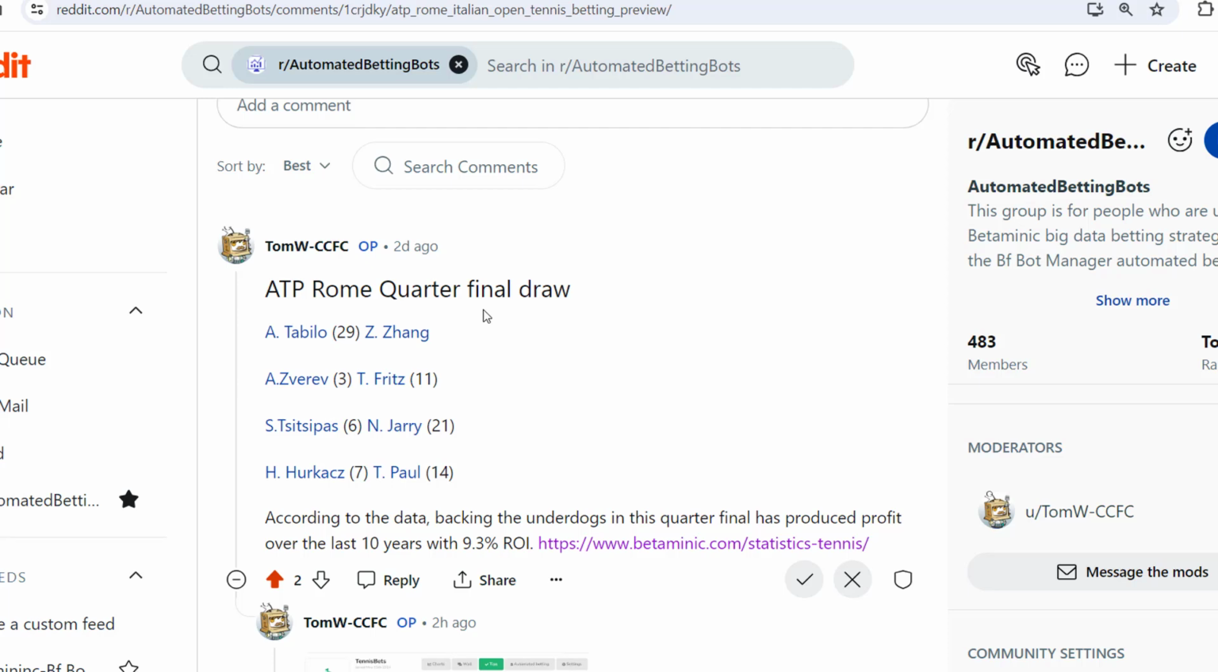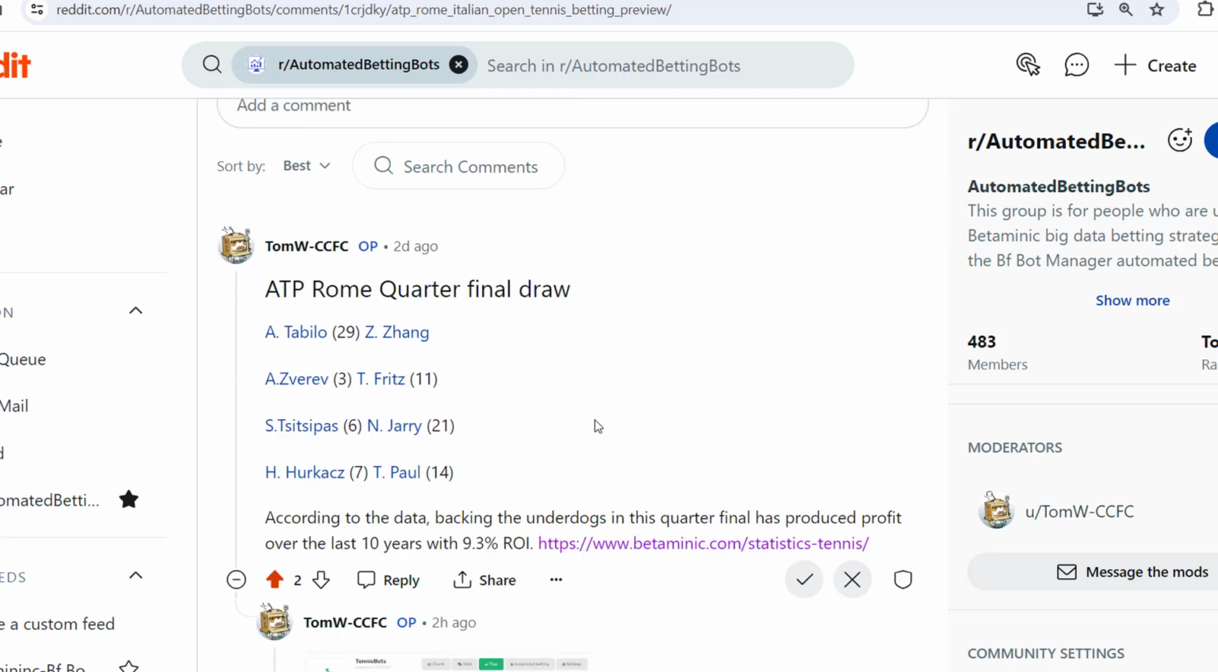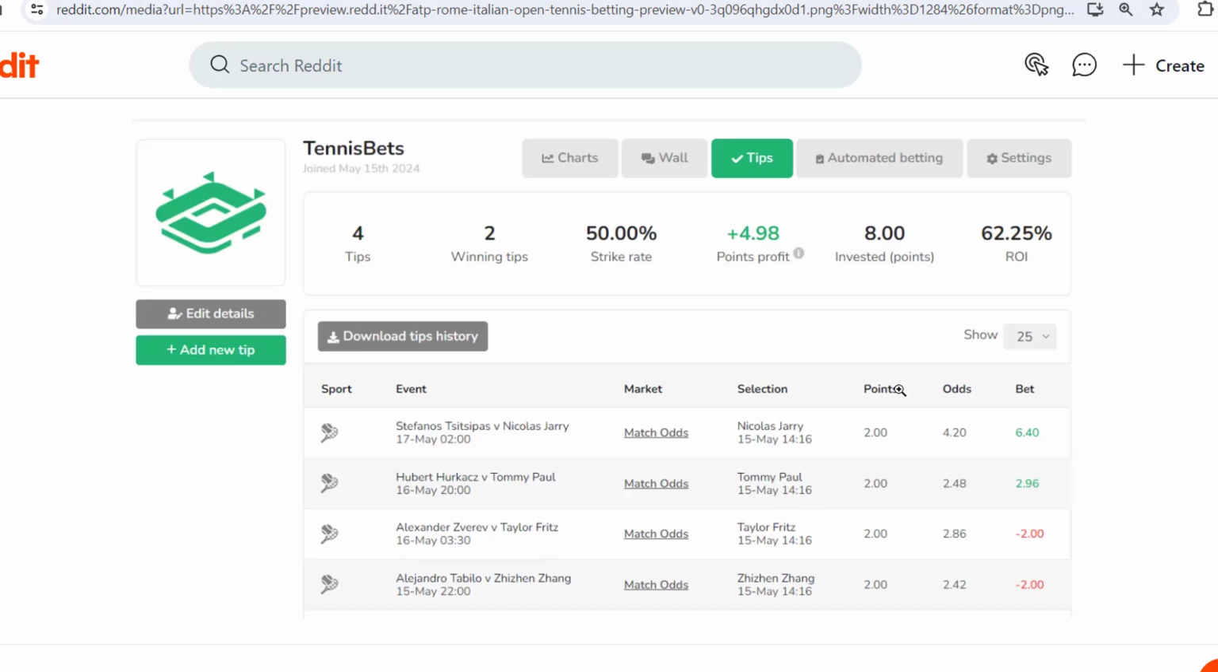And I put up the quarterfinal draw, and I said I'm going to place those bets on a Tipping Sports account so that I can verify if it works or not without actually having to put real money on it yet. And lo and behold, two of the underdogs won, Nicholas Jarry and Tommy Paul, who won with odds of 4.2 and 2.48. I was very surprised that Jarry won, considering I thought Tsitsipas was going to be the favourite to win the competition. But he's gone out now.